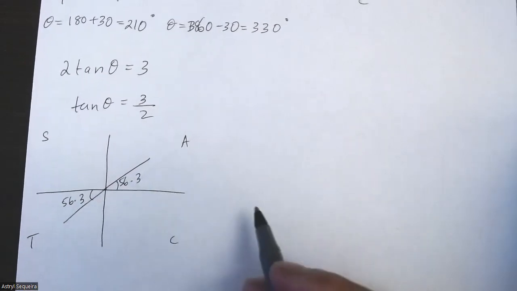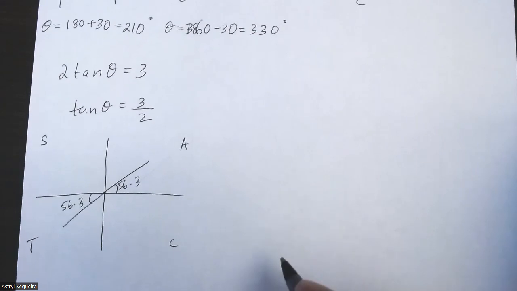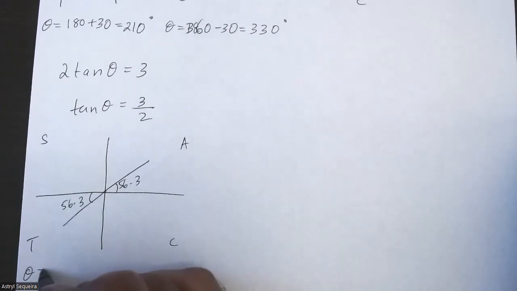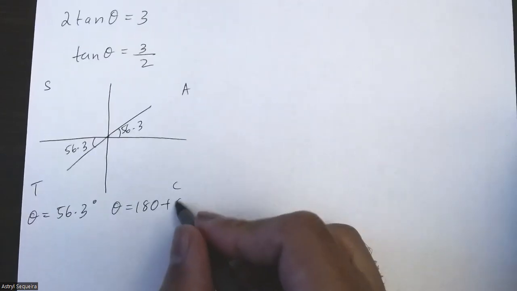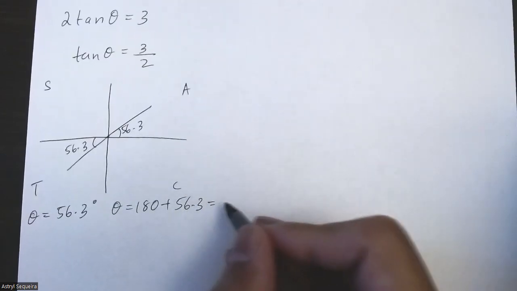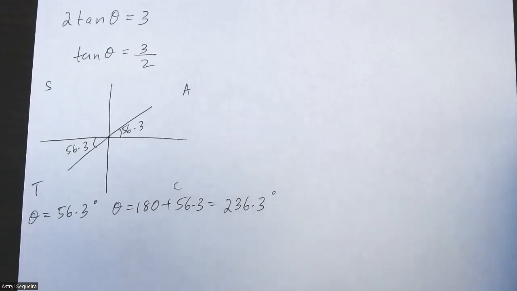My first solution, my first quadrant, is just going to be 56.3. So theta equals 56.3 degrees. And my second solution is going to be 180 plus 56.3, which is just 236.3 degrees.